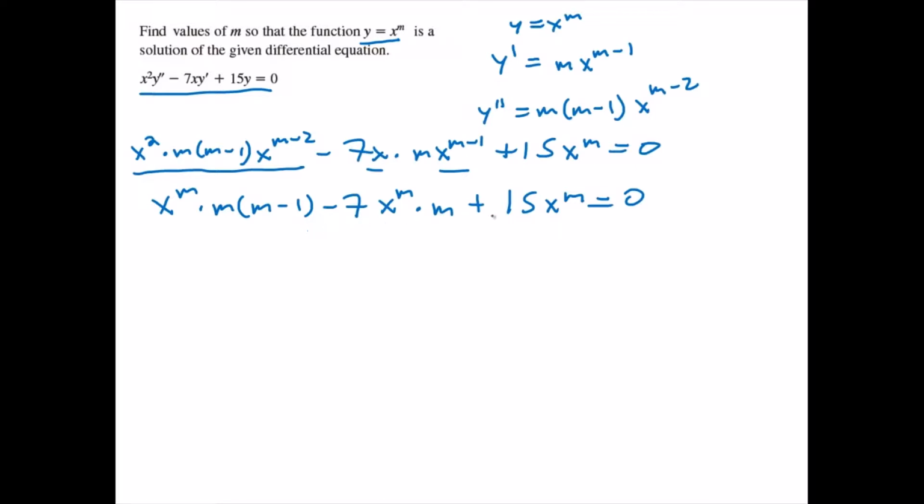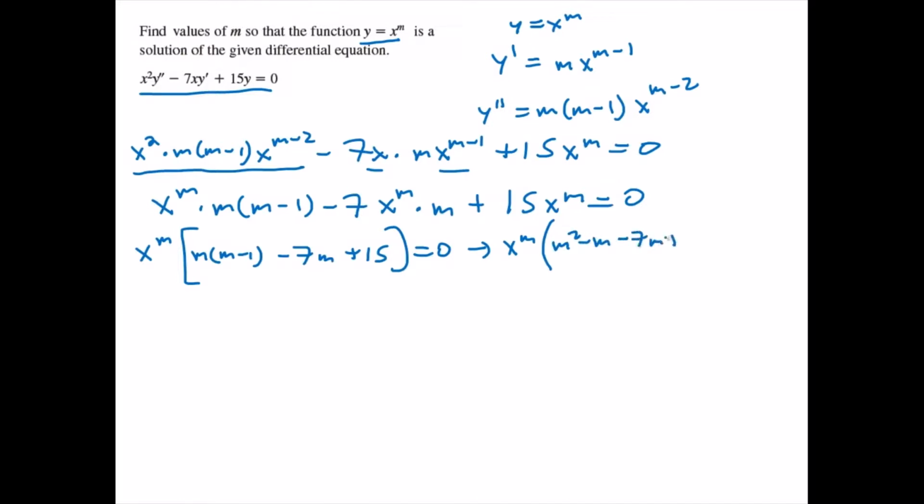And what we'll do next is we'll notice that x to the m is a factor of each term on the left-hand side. So we can factor out the x to the m, and what will be left will be m times m minus 1 minus 7m plus 15, and that will be equal to 0. And so we'll get x to the m, and we'll simplify the parts involving m. So m times m minus 1 will be m squared minus m, and then minus 7m plus 15, and that will be equal to 0.